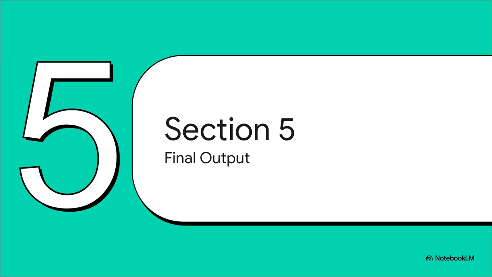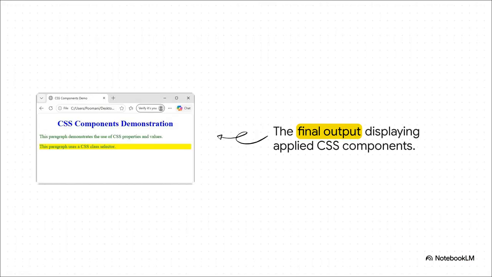Section 5, Viewing the Final Output. We've crafted our raw HTML, we've linked our CSS rules, and now it's time for the moment of truth. And here it is. This is what our simple text file actually looks like when a web browser renders it.